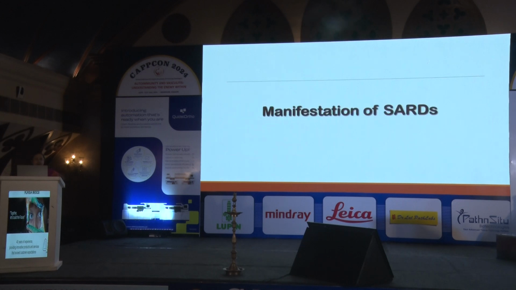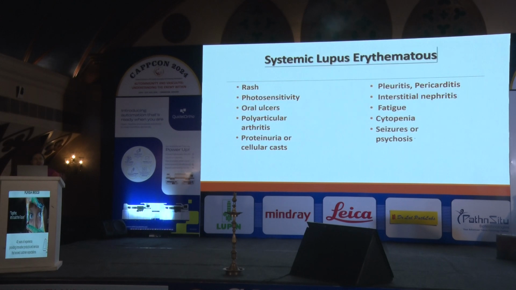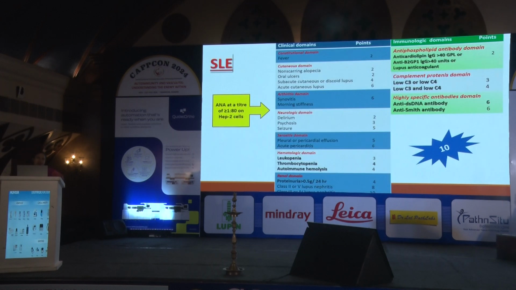Now, I'll be talking on these 4 spectrum of the systemic autoimmune rheumatic diseases. So coming to the presentation of systemic lupus erythematosus, a young female with alopecia, photosensitive malar rash, presenting with these clinical domains with a positive ANA, particularly homogeneous pattern or a speckled pattern at an initial dilution of minimum 1:80 on HEp-2 cells, will be diagnosed as SLE.